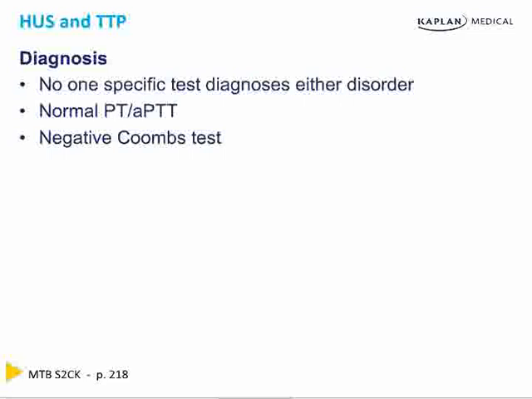Now, that issue about a negative Coombs test is mostly at the beginning when you're evaluating for hemolysis, because autoimmune hemolysis has a positive Coombs test. Also, the smear is normal in autoimmune hemolysis; the peripheral smear will not show fragmented cells.